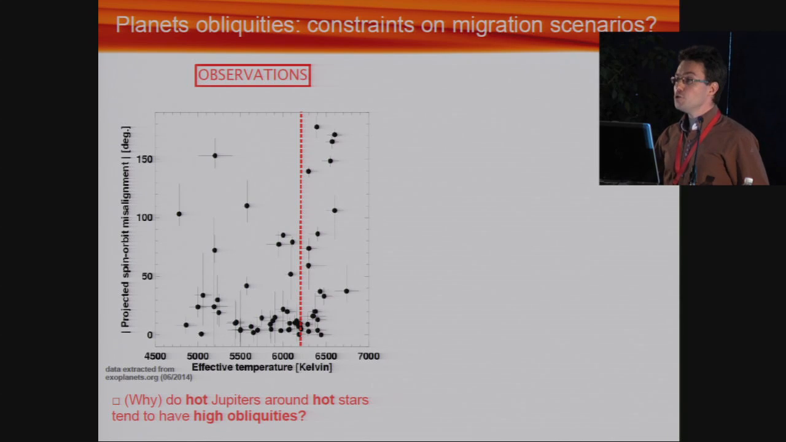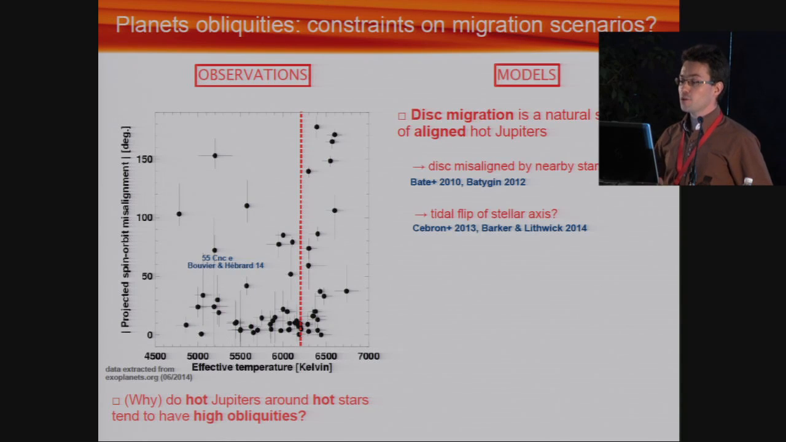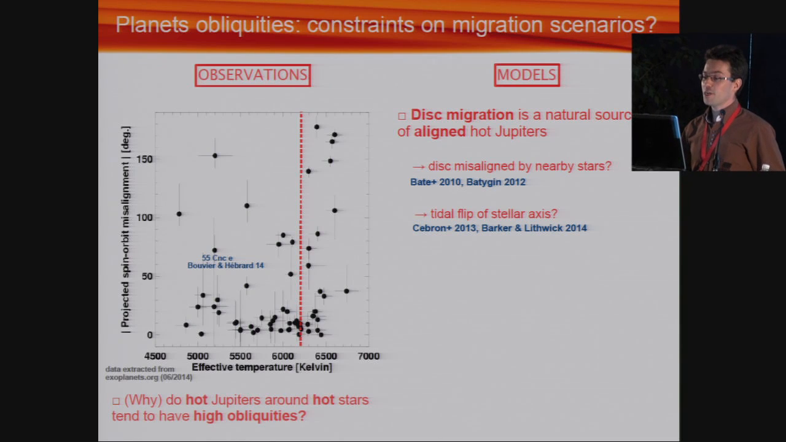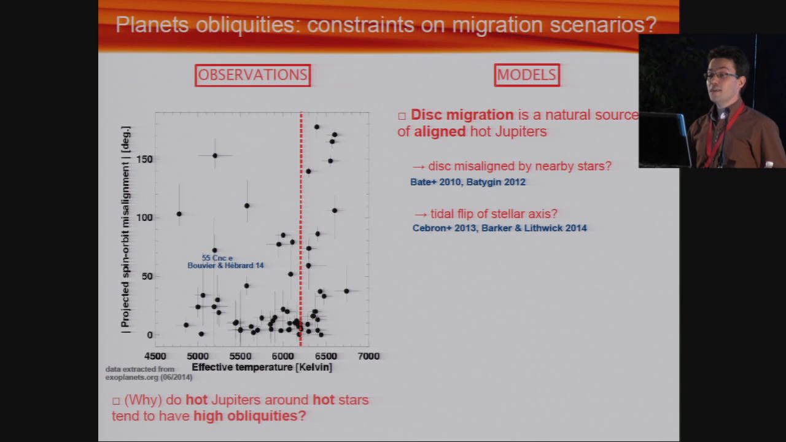One issue with the hot Jupiters is that we don't think that they can have formed in situ. We think that they have formed much further out from their star, and they reach their current location through some large-scale migration processes. There are two competing mechanisms for this migration to occur. One is disk migration, that is due to the gravitational interaction between a planet and its protoplanetary gaseous disk. And this disk migration is a natural source of aligned hot Jupiters. Well, there are, of course, some exceptions to this general expectation.